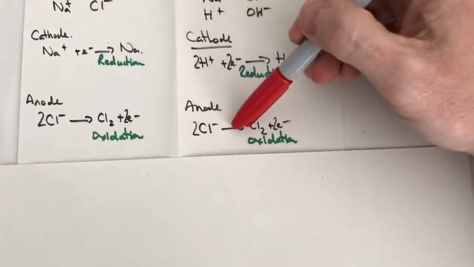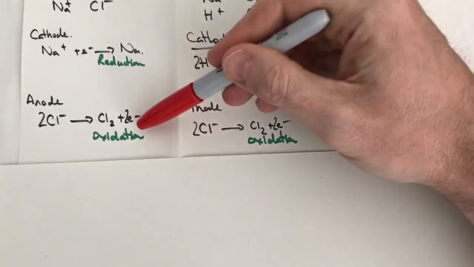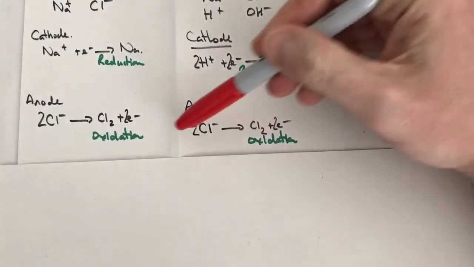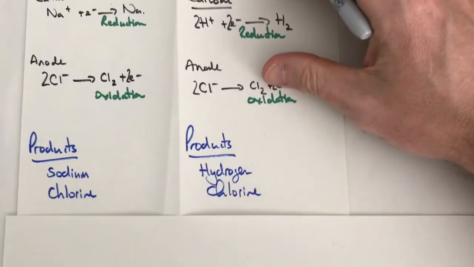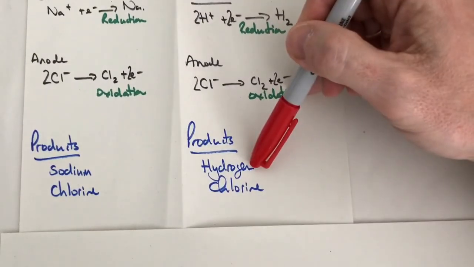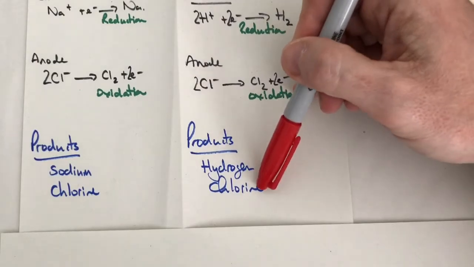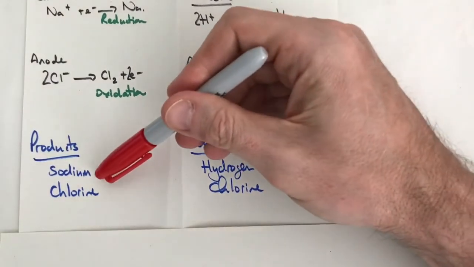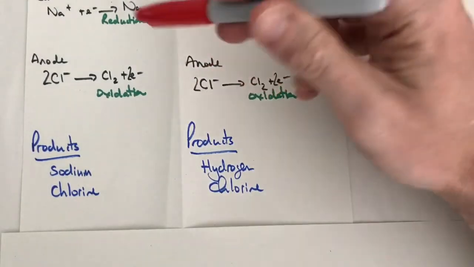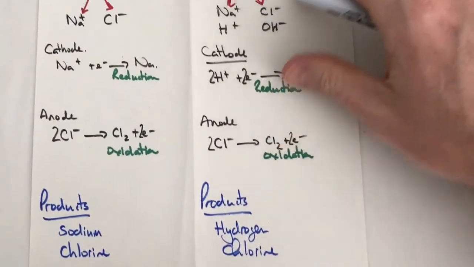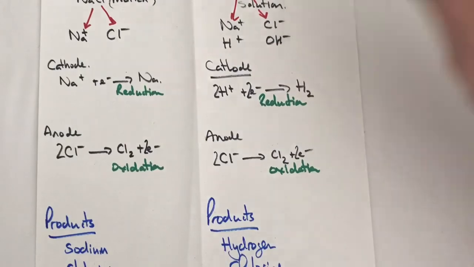This is the same as here. So both, whether it be molten or in a solution, both of them are going to lead to the production of chlorine. Okay, so products. In this one, for the solution, we get hydrogen and chlorine. Notice in the molten ionic compound, we get sodium and chlorine. So there are the differences. There's a comparison of the different reactions involved in those two processes.